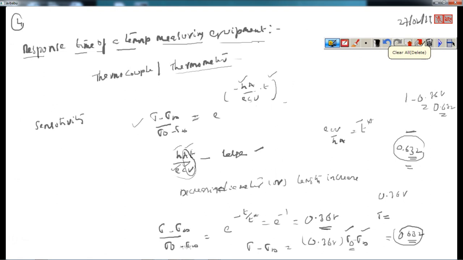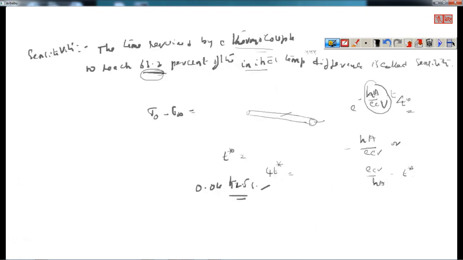Which means T minus T infinity over T0 minus T infinity is equal to 0.368. Therefore, T is going to be 0.632 times the initial difference. So the response time required, I'll define as the time required for a thermocouple to reach 63.2% of the initial temperature difference, which is called sensitivity, right? So the less the time, the more the sensitivity. That is going to be my objective.